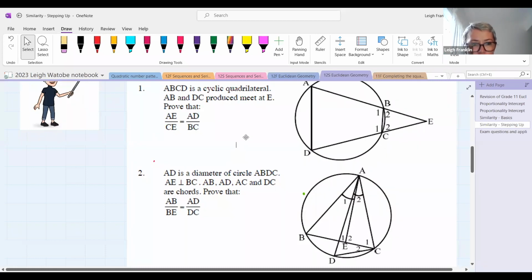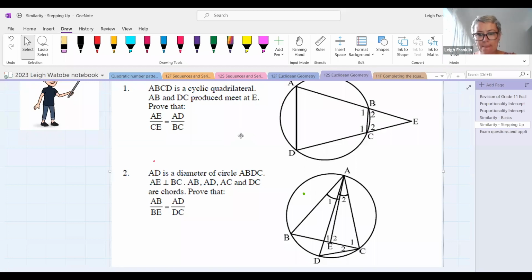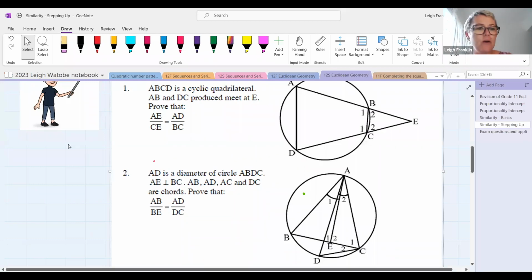Now I would like you guys to please try question 1. If you're a fast finisher, then you can try question 2. You're going to try and use what I showed you in the example and see what you can do here. Go for it. And please, if you're stuck, ask Yolanda and me. We're here to help you.